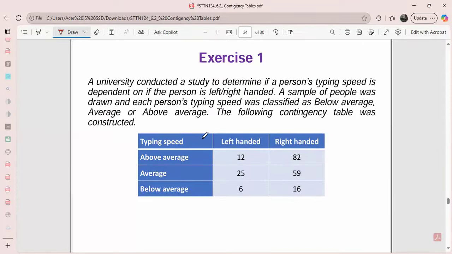This is an exercise. A university conducted a study to determine if a person's typing speed is dependent on whether the person is left or right-handed. A sample of people was drawn, and each person's typing speed was classified as below average, average or above average. Okay, the following contingency table was constructed. Remember what I said? Check if the contingency table has the totals. But when you look at this one, it doesn't have the totals. So you will have to find the total here, total here, total here, total here, total here. You also have to find the last one, which is the n here.